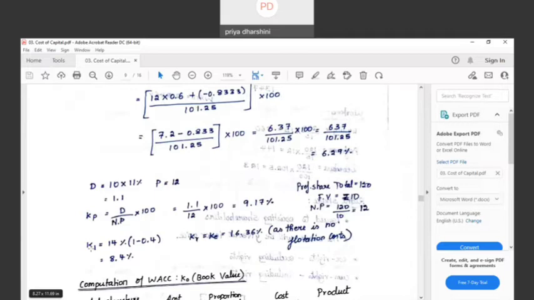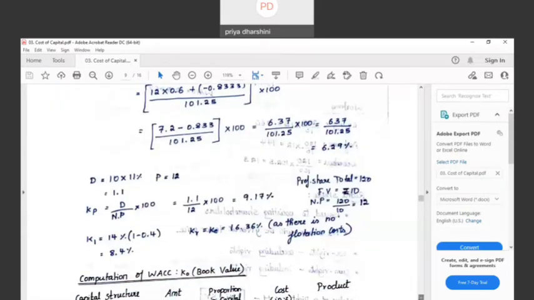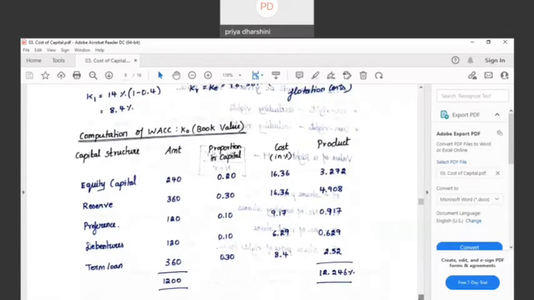Is the cost computation understood? Fine. After this, we will move into computation of overall cost of capital.